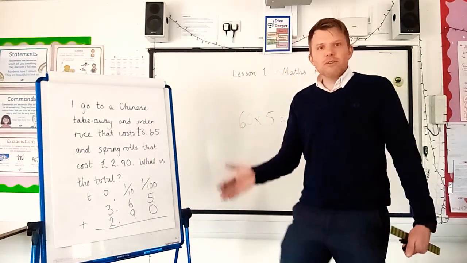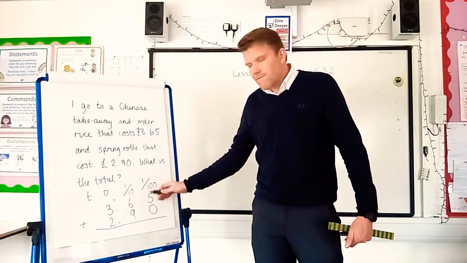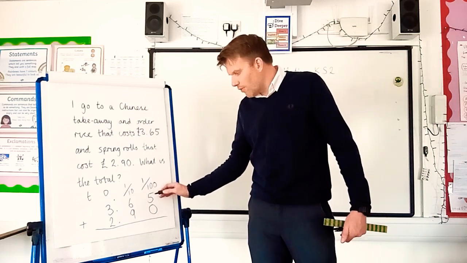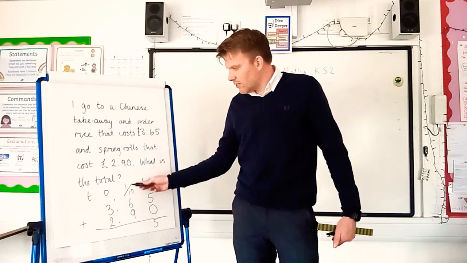Remember, start on the right hand side. So start off with my hundredths. 5 hundredths add 0 is 5. Let's go on to the next one.